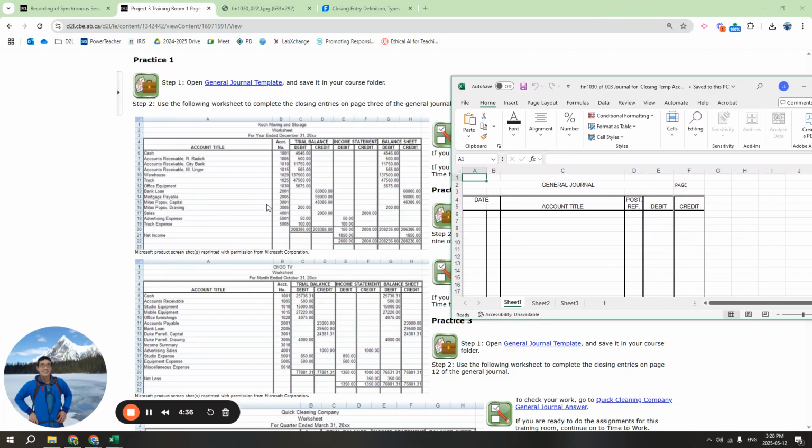So this is the end of the period, December 31st of the year 2025, and these are all on December 31st. So we're going to move our revenue accounts first. So here we see that we have sales of $2,000, and this is a credit balance in our sales account.